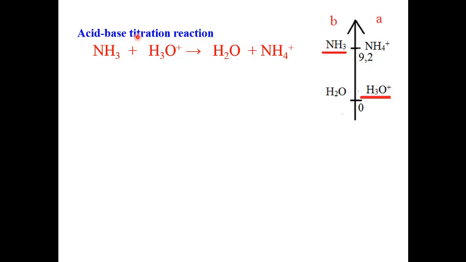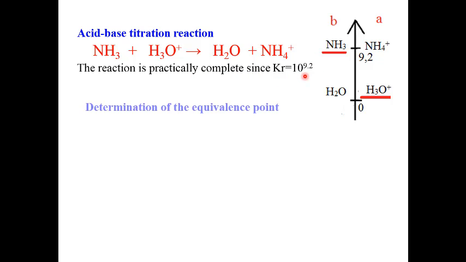Since it's an acid-base titration, a titration must be rapid and must be complete. This is why the NH3 reacts with H3O+ coming from HCl in a complete way, giving H2O and NH4+. So this is the titration, and as I said last time, once we use the word titration, we have the right to write the equation with one arrow. It means complete. The reaction is practically complete, and as you can see, its Kr is equal to 10 to the power 9.2, so it's greater than 10 to the power 4, so definitely it is a complete reaction.